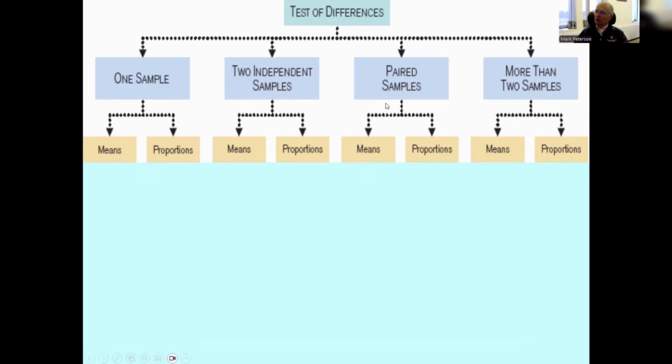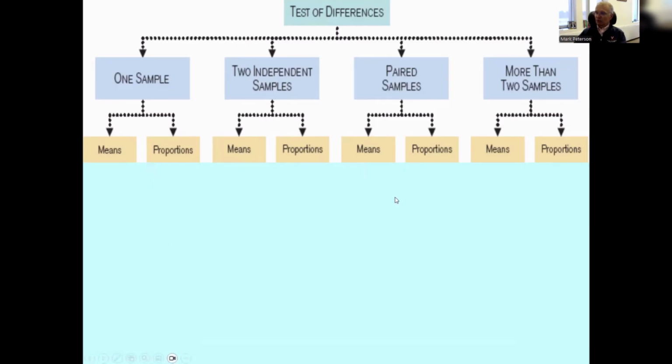Paired samples, here you have the same individuals in both of your comparison groups. So it's identical respondents in one group, identical respondents in the next group. When you do that, your precision level goes up quite a bit. So it's very attractive to do that.